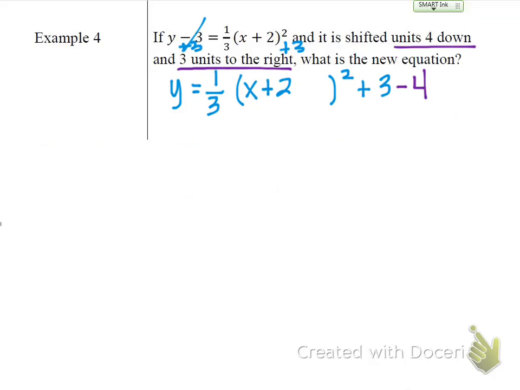I'm also shifting 3 units to the right. So shifting to the right, for you guys, that's this way. So you're going to subtract 3 from the x. Good. And then simplify and you're done. So this is y equals 1/3 times (x minus 1) squared minus 1.